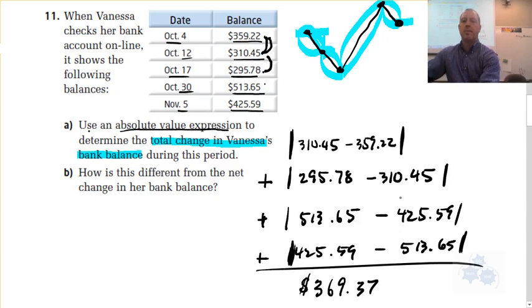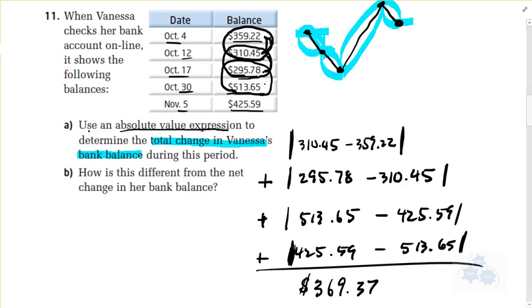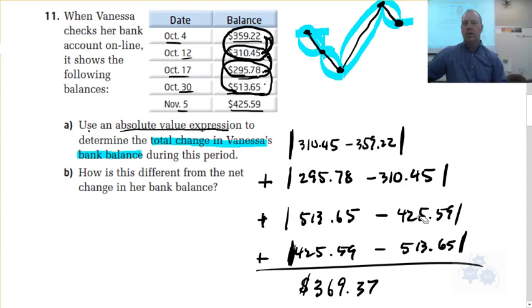Yep. You wrote it wrong. The first time you wrote 425.59, it should be 295.6. Okay, good catch here. This should be the 295. Not sure if I said that wrong or just wrote it wrong. But yeah, so 513 minus the 295 right there. And I think that answer is still the same.